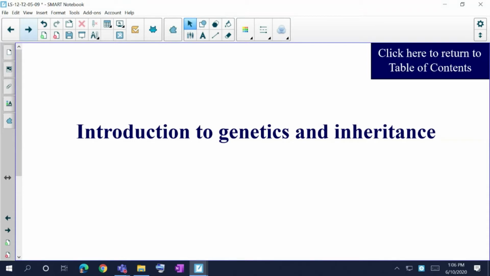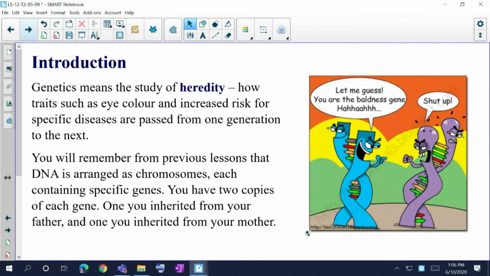Introduction to genetics and inheritance. What comes into our mind when somebody says we are talking about genetics and inheritance? What comes into your mind? What do you think? All right. Genetics refers to the study of heredity. Maybe some will say, what is Sidney saying? He's telling us genetics, then he defined it as heredity. So how then do I understand it? Let's try to simplify it with examples.